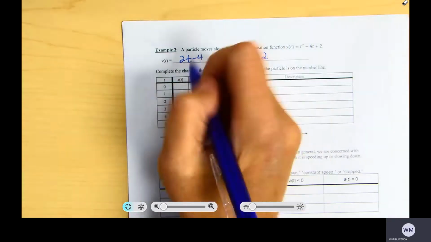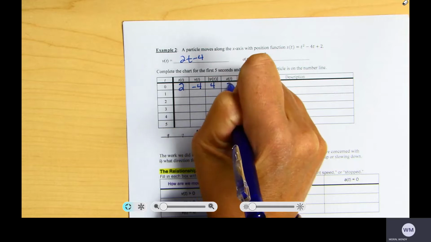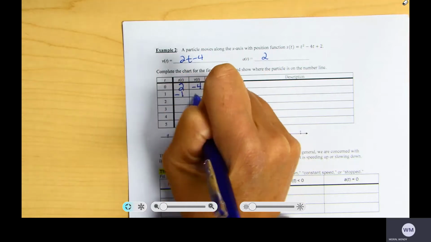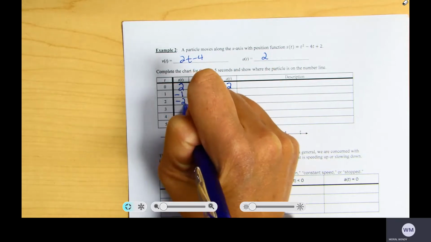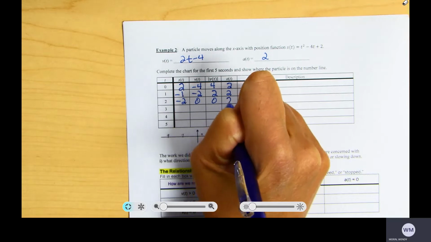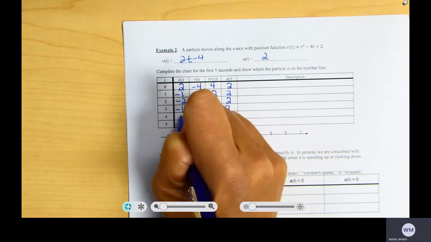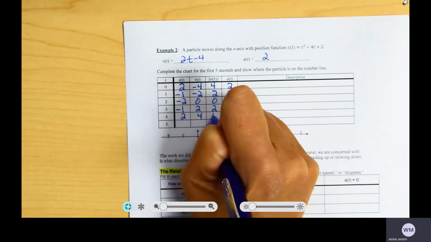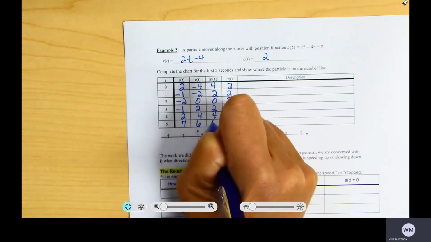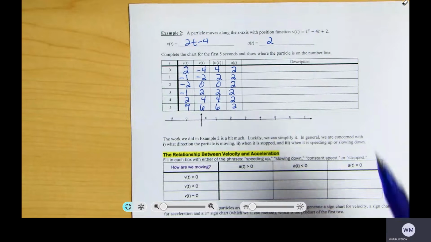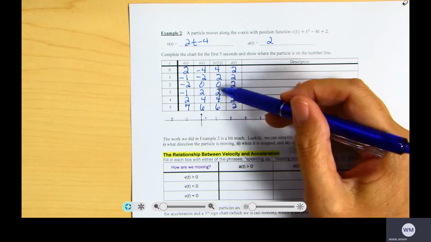Okay. If you filled out the table correctly, you would get 2, -4, +4, and 2. -1, -2, +2, 2, -2, 0, 0, 2, 2, 2, 2. When you plug in 4, 2, 4, 4, and 2. And when you plug in 5, you should get 7, 6, 6, and 2. And notice, again, the absolute value of velocity, your speed, is always positive.